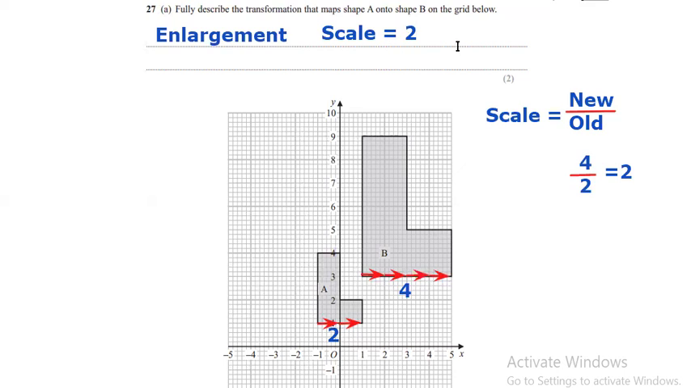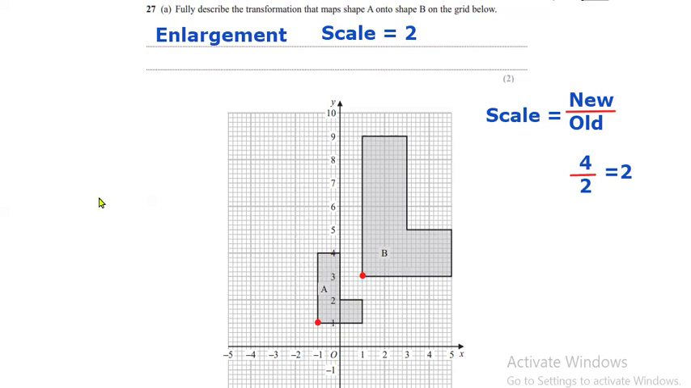Now we need to find the center of enlargement. Let me remove this so I can use the space. To find the center of enlargement, first you find the corresponding points. The meaning of corresponding points is two points in the same place but in different shapes. For example, this point here is on the base on the left, and on the other shape it's the same over here. Same points on different shapes.